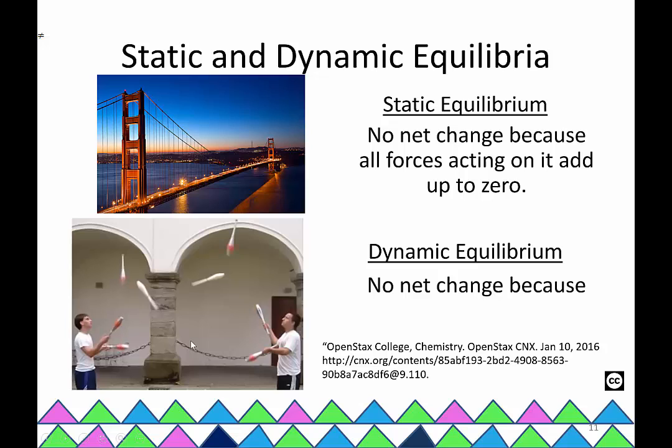In dynamic equilibrium, the example that your book gives, the OpenStax textbook, is two-person juggling. So one person's throwing pins one direction, the other person's throwing pins the other direction. So this is dynamic equilibrium. So it doesn't mean that nothing is changing. So clearly these pins are moving back and forth, but if you take a snapshot at any given point, it looks like nothing is changing because the number of pins each juggler has is not changing at any given time.